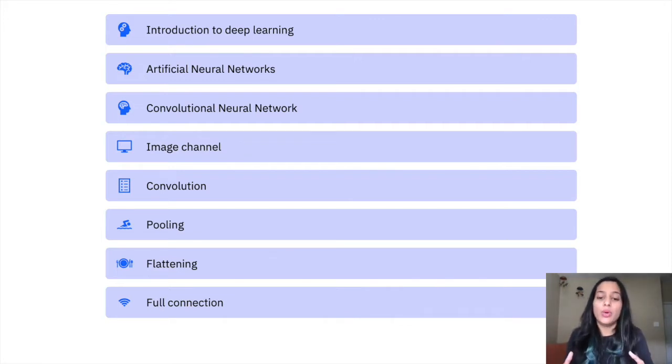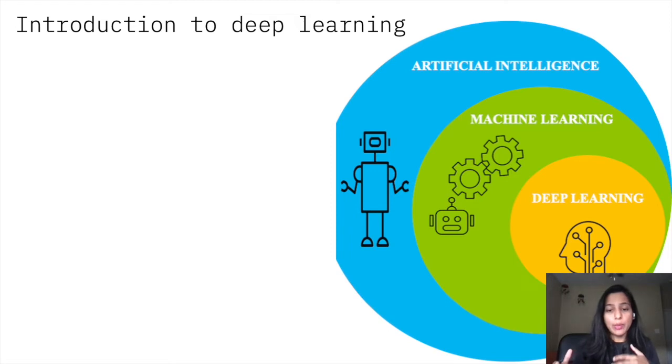And after that, we'll go into each of the steps that actually go into building a convolutional neural network architecture, which is image channel, convolution, pooling, flattening, and full connection. As far as this video pertains, we'll be talking about introduction to deep learning, artificial neural networks, and introduction to convolutional neural networks.